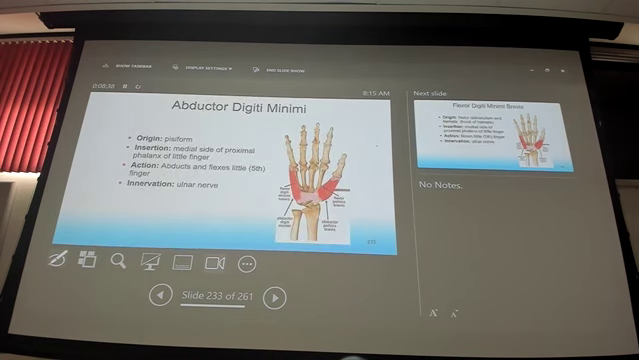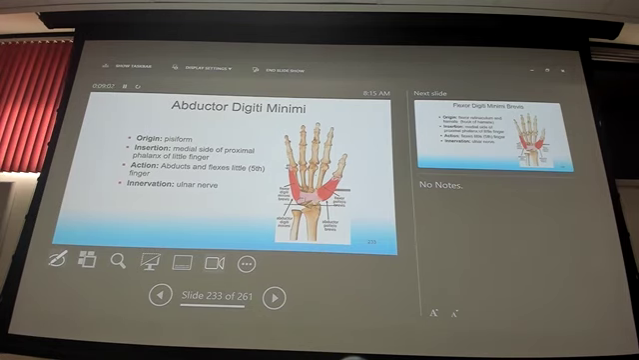So here's abductor digiti minimi. It originates off of the pisiform. Remember the pisiform's that bone, one of your carpals that is right at the flexion of the wrist. Flex your wrist, you can find your pisiform bone. And then it's going to insert on the medial side of the proximal phalanx of the thumb.